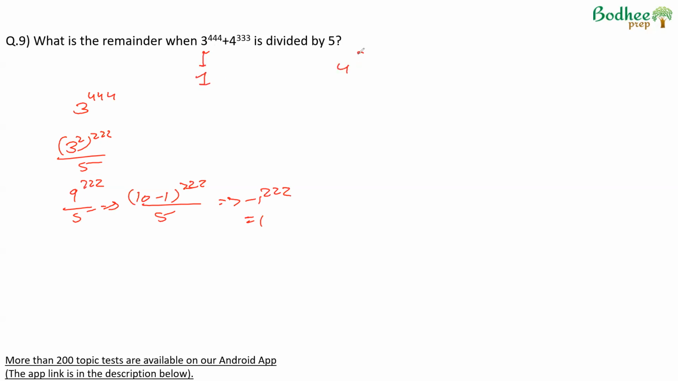For 4, 4 raised to power 333. 4 can directly be written as 5 minus 1 raised to power 333, which will give us a remainder of minus 1 raised to power 333, or minus 1. So the overall remainder will be 1 minus 1, which is 0. That becomes the answer.